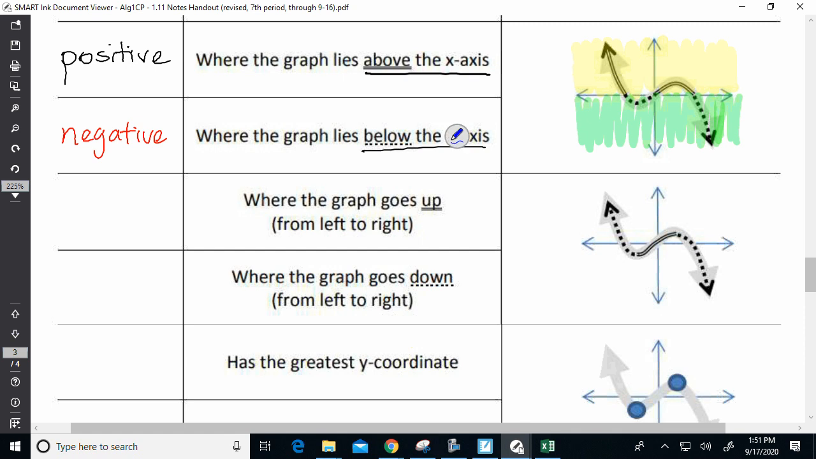When the graph goes up from left to right. So if you look at this graph, look at the little curve, there's a part that I just traced in blue. If you go from left to right, that graph is going up. We call that increasing.